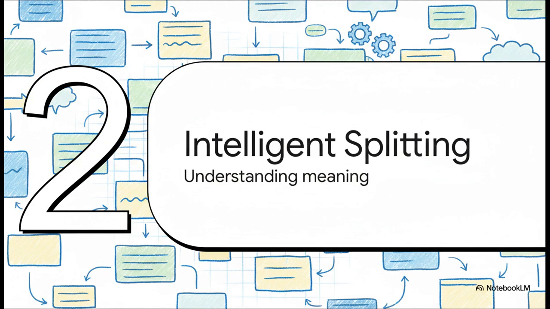So the problems with fixed-size chunking naturally lead us to the next level, intelligent splitting. Now we're moving away from just counting tokens and getting into methods that actually try to understand the meaning and the structure of the document itself. And this is where things get really, really powerful.